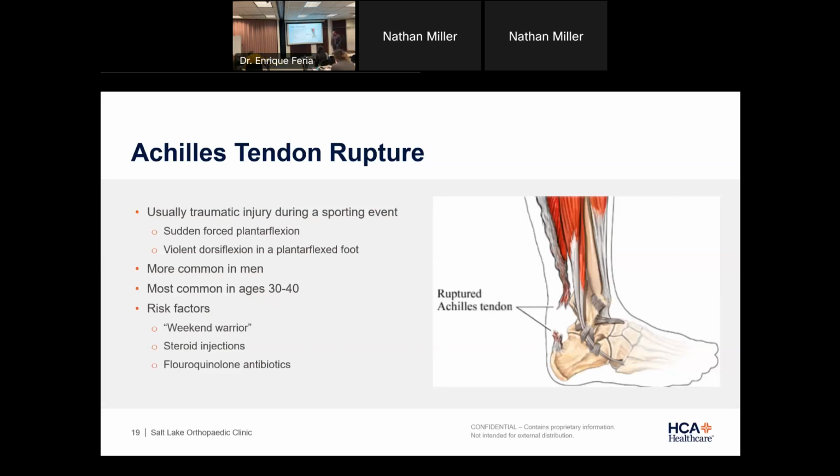Also, other risk factors for an Achilles rupture: steroid injection near the Achilles tendon definitely predisposes you to a rupture, as well as fluoroquinolone antibiotics, which is a specific family of antibiotics that can predispose you to Achilles ruptures.